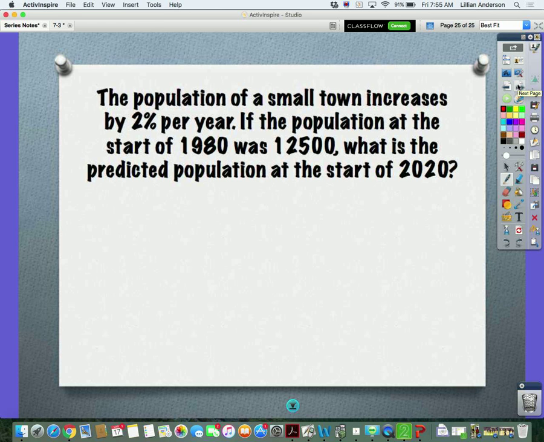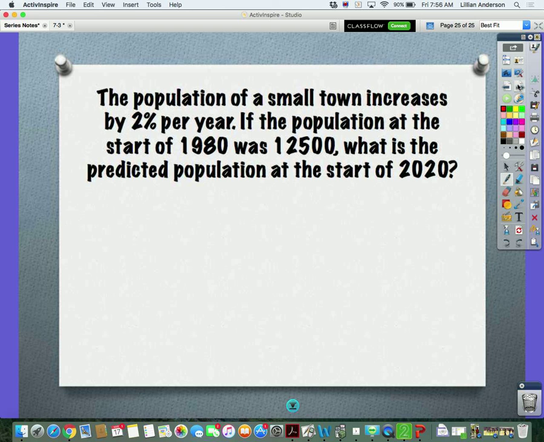Here's the next one. It says the population of a small town increases by 2% per year. If the population at the start of 1980 was 12,500, what is the predicted population at the start of 2020? So this one's a little bit different. This one doesn't deal with your financial stuff, okay? But it still kind of deals with we have a particular population. It is increasing at a particular rate over a period of years.